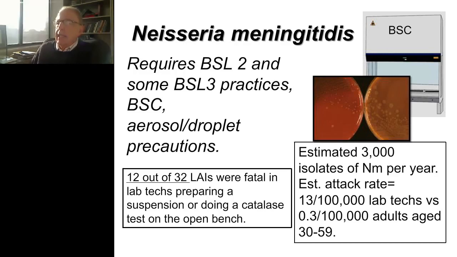So just to give you some idea of what epidemiologists calculate, there are over 3,000 isolates of Neisseria meningitidis per year. The estimated attack risk is about 13 per 100,000 lab techs versus only 0.3 per 100,000 adults aged 30 to 59. So that's the general population. So when you compare lab techs to the general adult population, lab techs have a 13-times greater risk of acquiring the infection than the general population does for that age group.